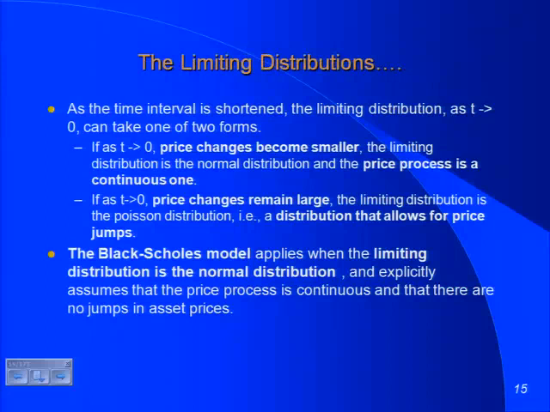So as t gets smaller, price changes also get smaller. The binomial distribution becomes a normal distribution. The binomial model becomes the Black-Scholes.